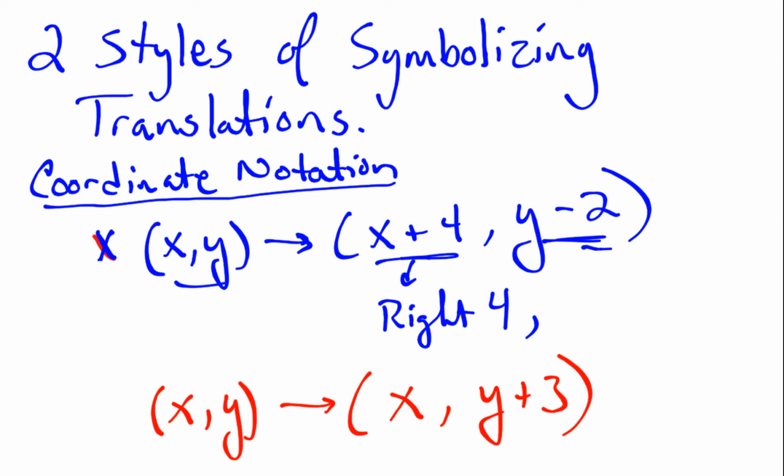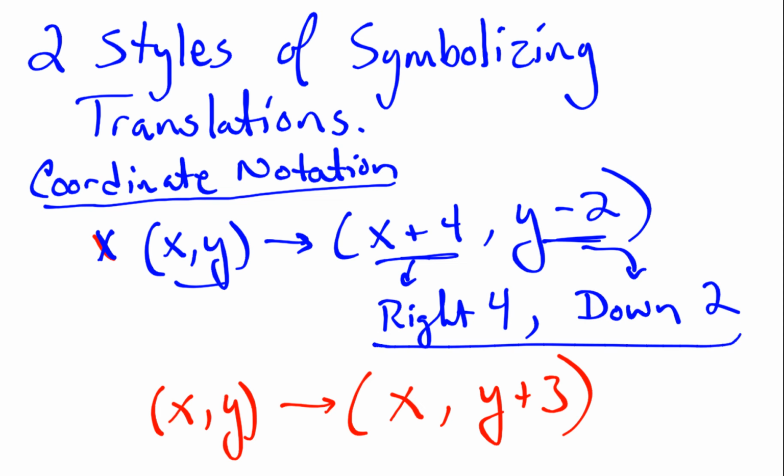And then the y movement is the moves along the y-axis, which is up and down. So y minus 2 would symbolize moving down 2. So you would take every single point in that problem and from the original object, the pre-image, and move every point right 4 and down 2.